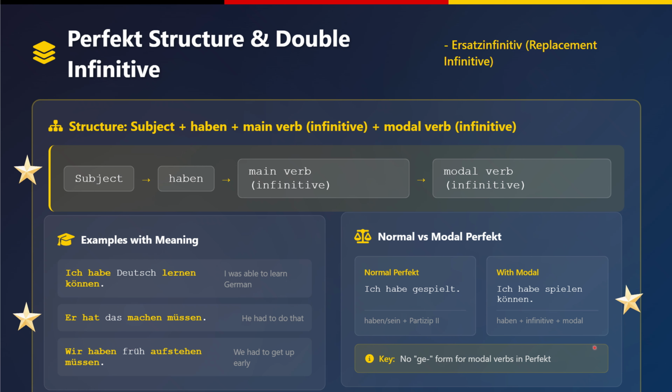Compare with normal perfect. For example, ich habe gespielt. With modal, ich habe spielen können. The key point is no ge form for the modal verb in perfect. Always use the double infinitive at the end. This ersatz infinitive is unique to modal verbs and a few other verbs.